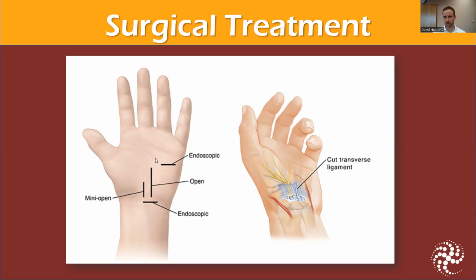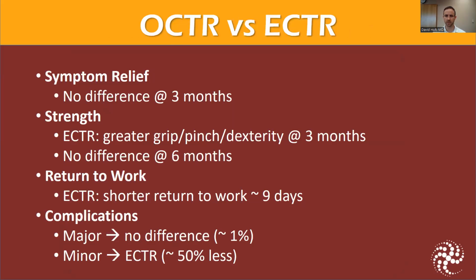But some people will do a small open, what's called a mini open, or a larger incision. Some endoscopic carpal tunnel release surgeons will use two incisions. For me, it's this one small incision right here, just above the wrist. And as I mentioned before, the goal, regardless of the incision, is to protect the nerve and cut this ligament to take the pressure off the nerve.